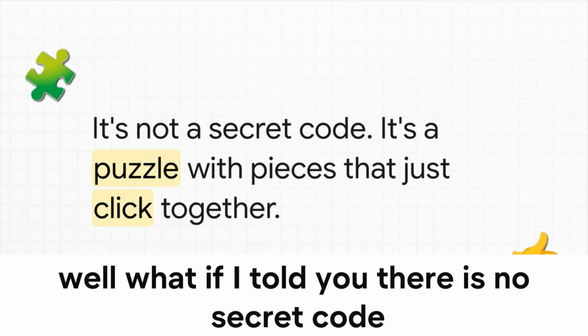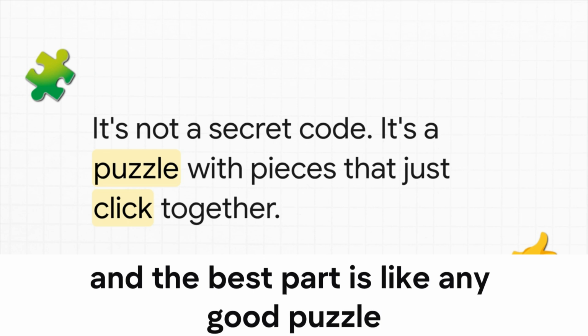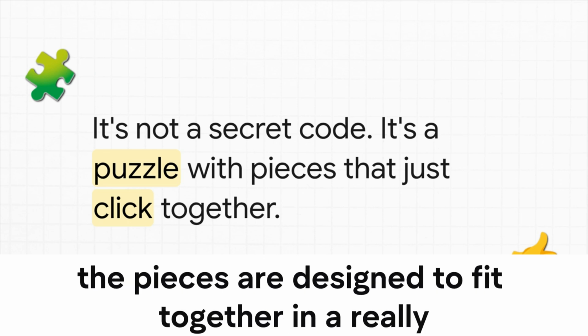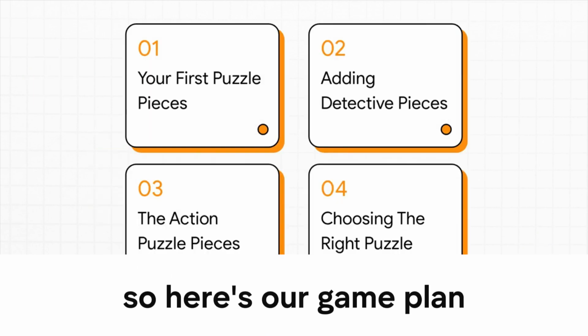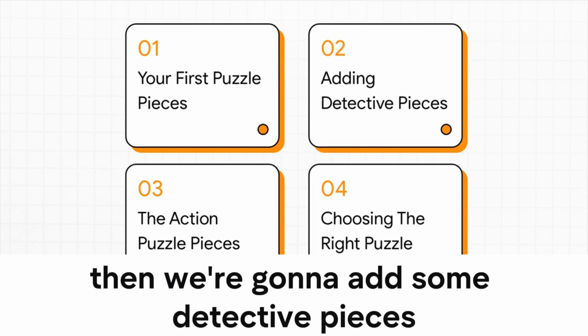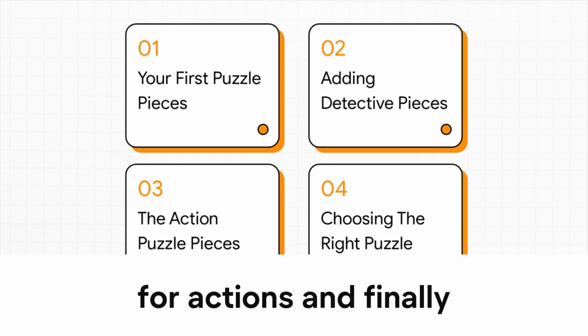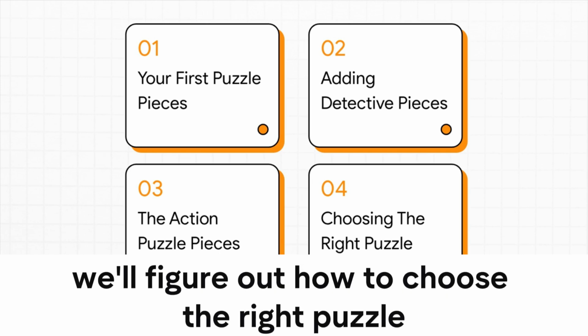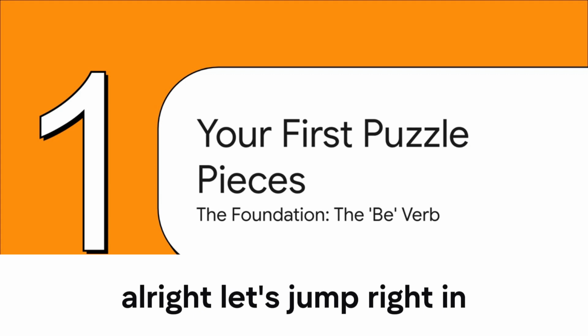Well, what if I told you there is no secret code? It's not a mystery, it's just a puzzle. And the best part is, like any good puzzle, the pieces are designed to fit together in a really simple, logical way, every single time. So here's our game plan. First, we'll look at your very first puzzle pieces. Then we're going to add some detective pieces to get more details. After that, we'll check out a whole different puzzle set for actions. And finally, we'll figure out how to choose the right puzzle for any question you can think of. All right, let's jump right in.